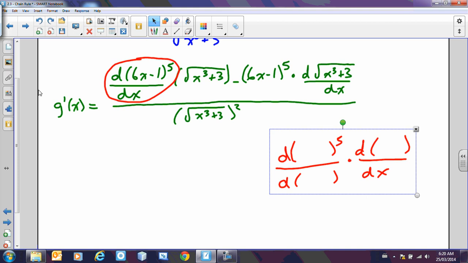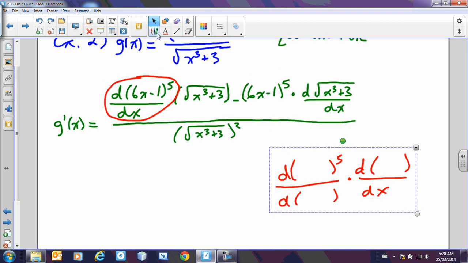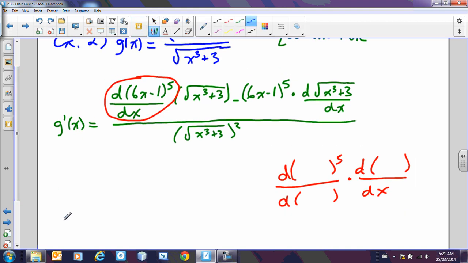And now when I'm doing my g of x, or g prime of x, I'm going to have, in this first part, the unknown value to the exponent 5 means I will have 5 times that unknown value to the exponent 4. And then I have to deal with that unknown value with respect to x. Well, the unknown value is 6x - 1, and so the derivative of 6x - 1 is simply the 6. That's the derivative of this first part here.